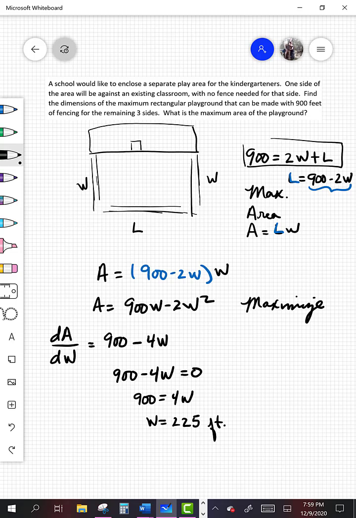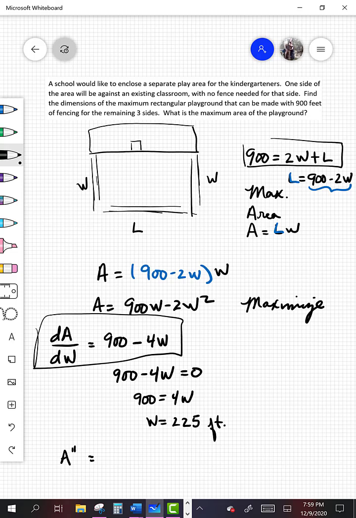We need to make sure that this is maximizing and not minimizing our area. And so we could take the second derivative. And if we do that, the derivative of 900 is 0 minus the derivative of 4w is just 4. This is always less than 0, so we know it's concave down. And so this is going to be always a max. This will be a max. So it's a max when w equals 225 feet.